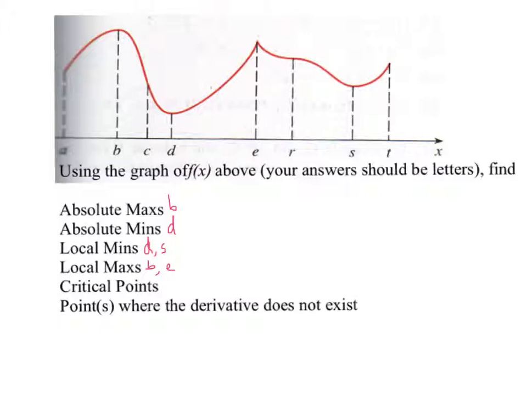Critical points are anywhere the derivative is 0 or undefined. Well, here the derivative is 0. Here the derivative is 0. Here the derivative is undefined. Here the derivative is 0. It's not a max or min, but it is horizontal. And here it's 0. So I've got B, D, E, R, and S. And finally, the spots where the derivative doesn't exist, we already said at E there's a cusp, so the function is not differentiable.